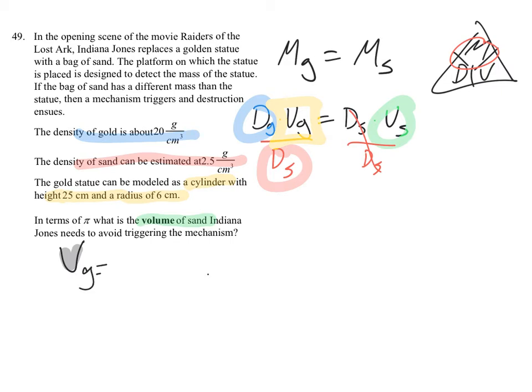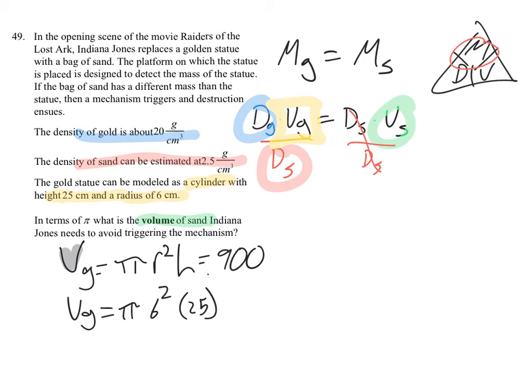So the volume of gold, if it's a cylinder, is pi r squared times the height. Well, we know the height and we know the radius, so it's pi times the radius squared times the height. Well, let's work with this. 6 squared is 36. 36 times 25 is 900 pi. So 900 pi.